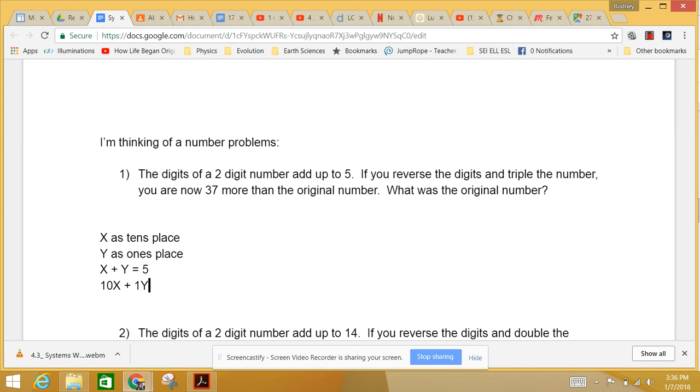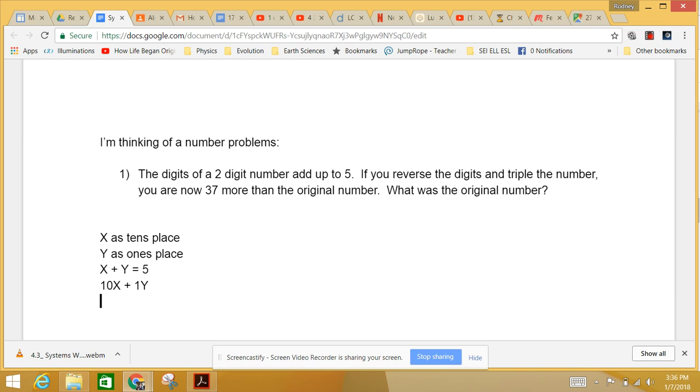So if I want to reverse the digits, y is now going to be my tens place. So 10y plus 1x is my reverse digit number. All right. I'm going to express that as 1x plus 10y. And the only reason I'm doing it that way is because it'll keep my x and y in the same order, and that'll just be a little easier for the calculations. So the situation, though, is now I've got, this is my original number.